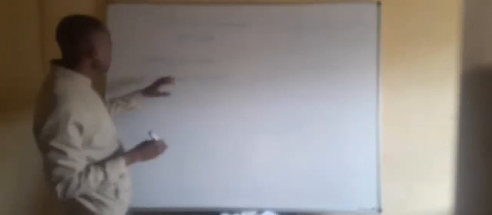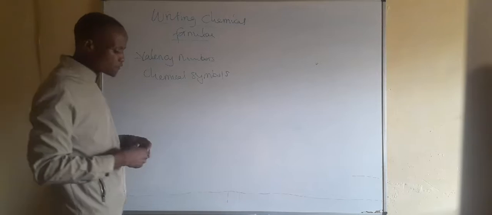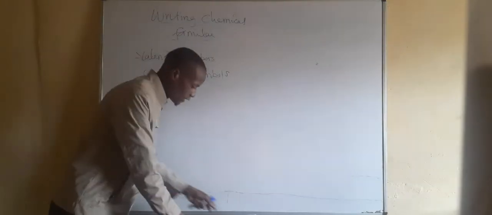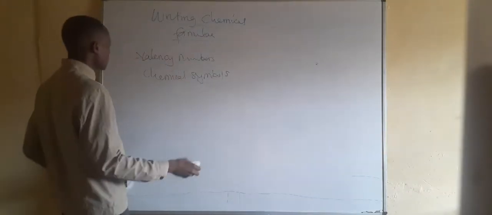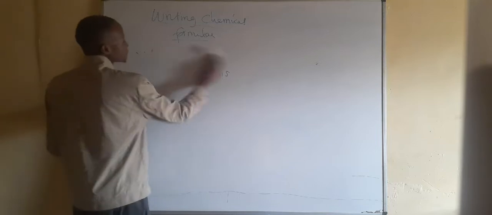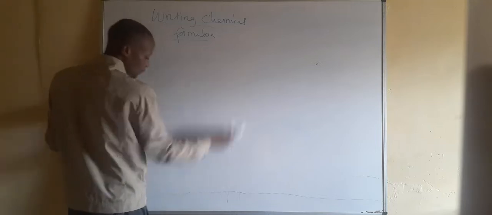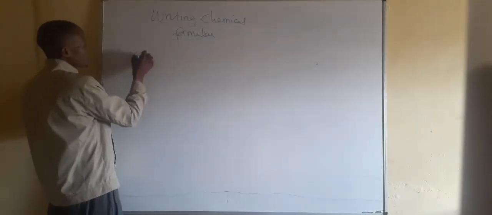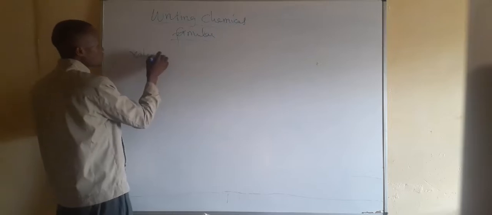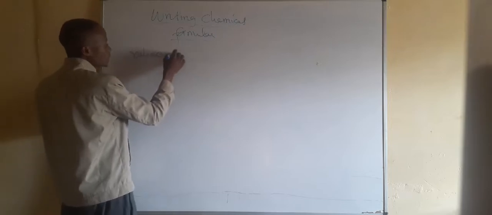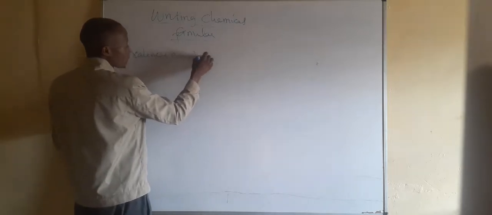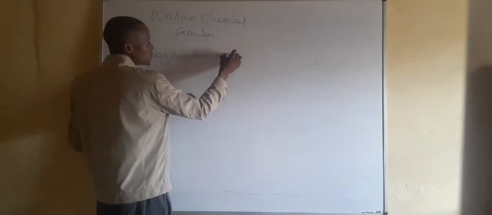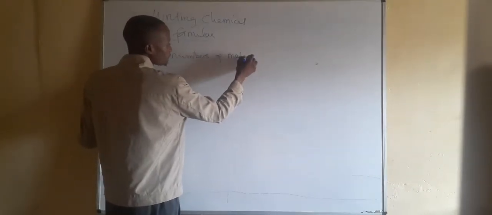So how do we find the valence numbers of elements or radicals? The valence numbers of various elements and radicals. We are going to start with metals. The valence numbers of metals.